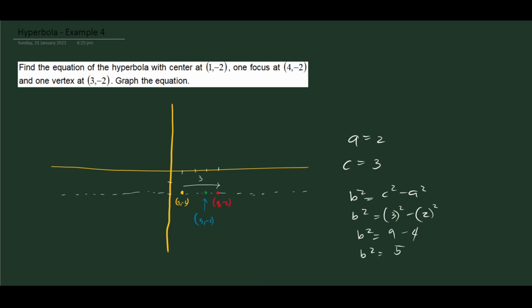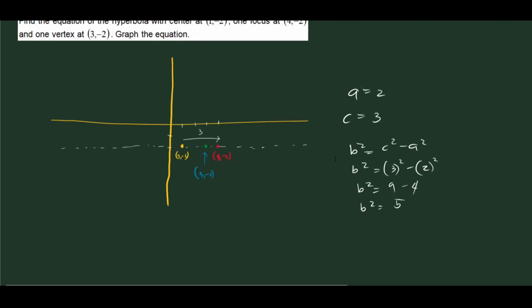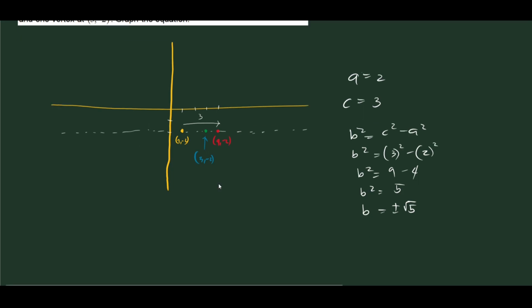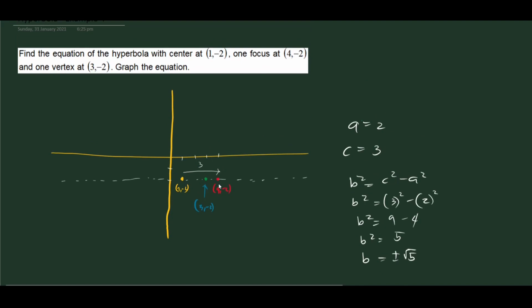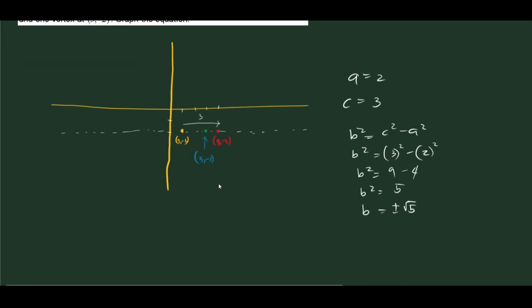So b squared is equal to 5. Okay, and then you will get positive negative square root of 5. Now if you're talking about the distance only, then you can get the absolute value of this, and you will get the scalar value of b, which is only square root of 5 without the positive negative. So it depends on the context.